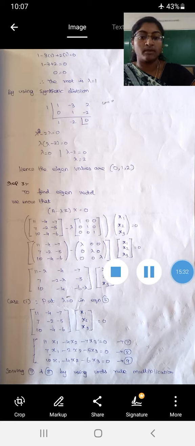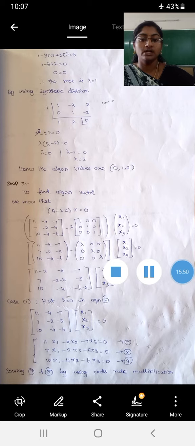Next, in our diagonal elements only there is a change: 11 minus lambda, minus 2 minus lambda, minus 6 minus lambda, and the remaining elements are as they are, multiplied by x1, x2, x3, equal to 0. So mark this as the sixth equation.